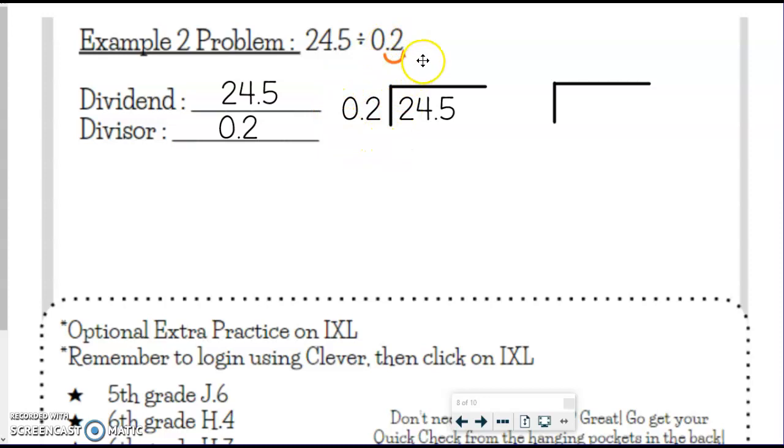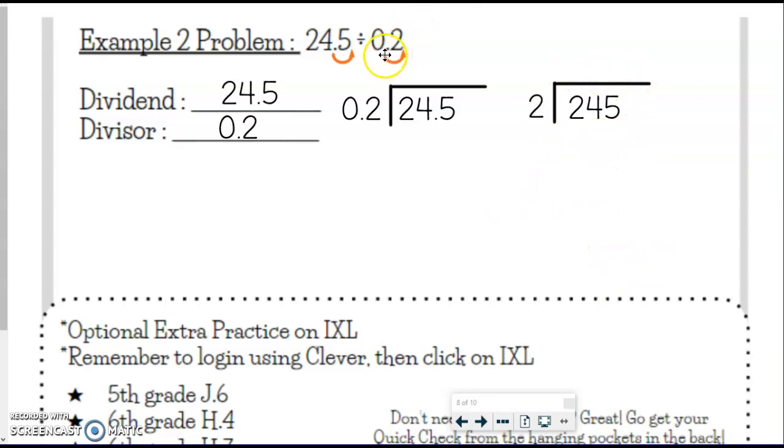So because I multiplied the 0.2 by 10, I need to multiply my dividend by that same power of 10. So just move it one place to the right. And so we end up with 245 divided by 2 now. Now that we made an equivalent problem, we can go ahead and solve this.